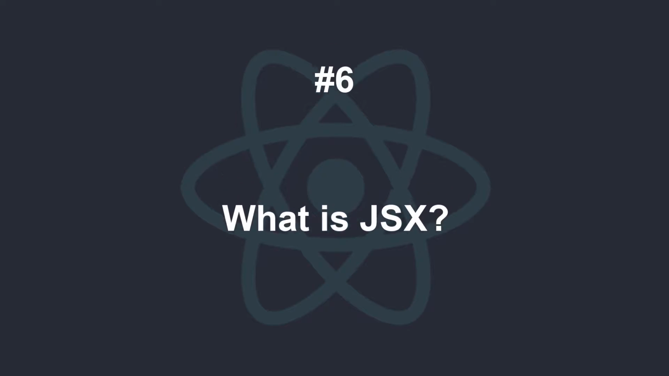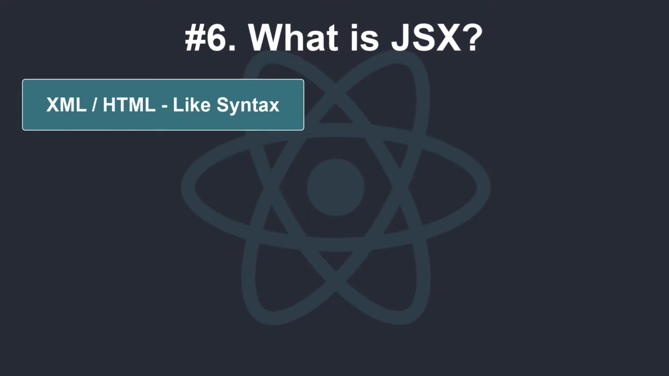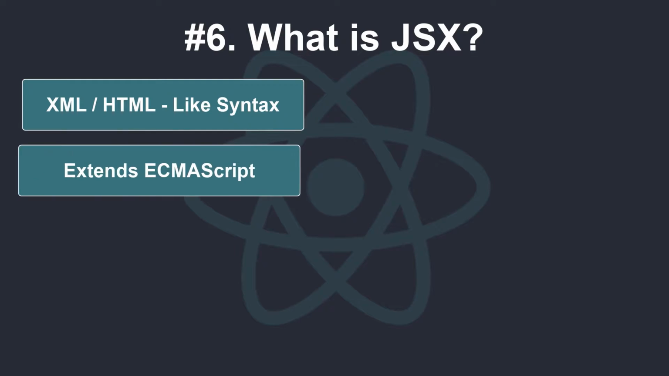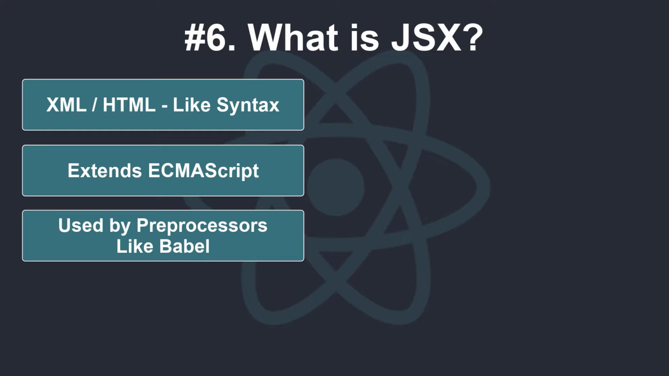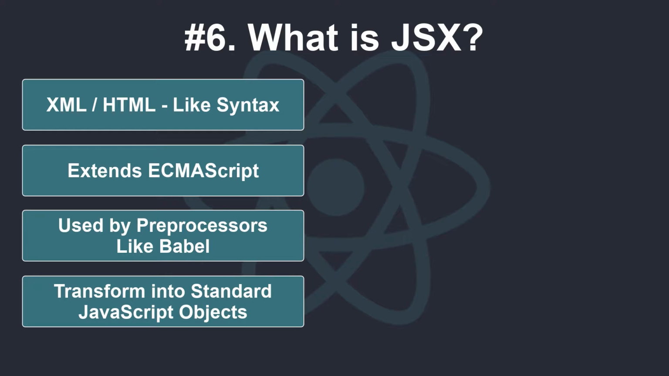What is JSX? JSX is an XML, HTML-like syntax used by React that extends ECMAScript so that XML, HTML-like text can coexist with JavaScript React code. The syntax is intended to be used by preprocessors, i.e. transpilers like Babel, to transform HTML-like text found in JavaScript files into standard JavaScript objects that a JavaScript engine will parse.